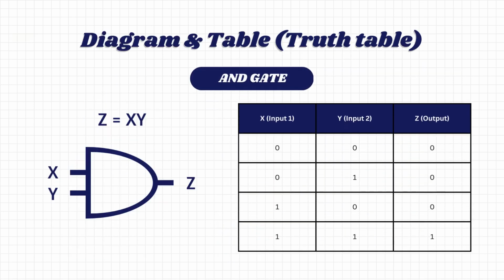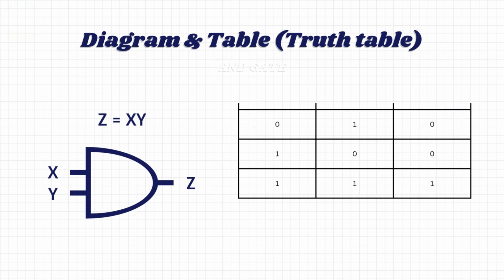I'm Yichen, and now I will explain about the diagram and truth table of logic gates. First is an AND gate. An AND gate takes two or more input signals and produces a single output signal that is high, or 1, only when all input signals are high. The Boolean expression for an AND gate with two inputs X and Y is X times Y.